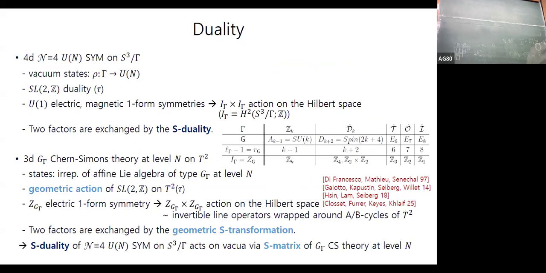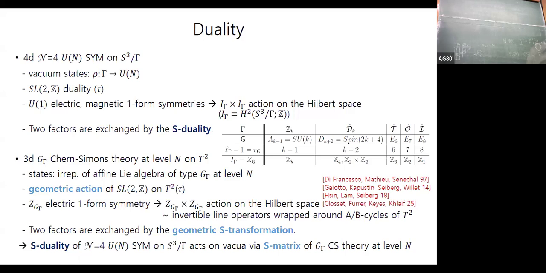And here is the map. You start from N equals 4 super Yang-Mills and vacuum states are parameterized by discrete holonomy. You can add SL(2,Z) duality and you have one-form symmetries. And these two factors are exchanged by the S duality. And in the dual side, let's say gamma equals ZK, then in the dual side, you have 3D SU(N) Chern-Simons theory at level K on T2. And now this SL(2,Z) duality is realized as the geometric action of SL(2,Z) on the torus.